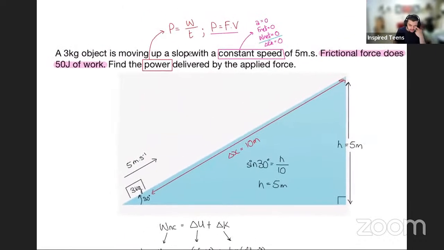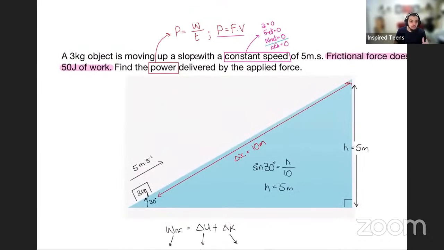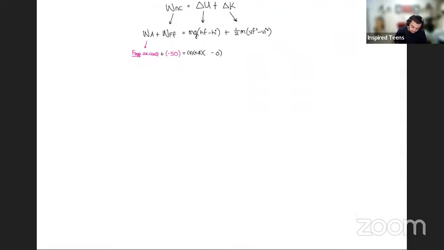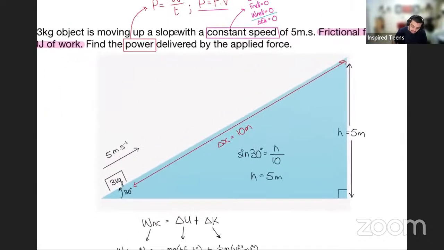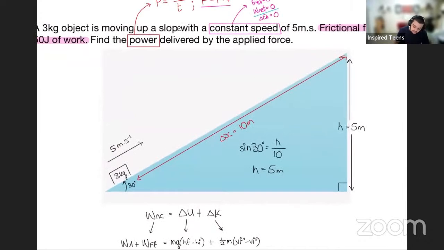Okay, so just always keep that in mind, right? If you don't have a height, especially if you're doing your question, writing out your formula, and then you realize, oh, wait, I don't have a height, then always be reminded: did I try using sine to calculate that height? Okay, so here we have 5, final height minus initial height, plus half, m is 3, v final squared. This is where it gets interesting. Okay, moving up with a constant velocity, constant speed. Constant speed or constant velocity means that the speed is not changing. So in this case, whatever speed it's traveling here is the same speed that it's traveling there.